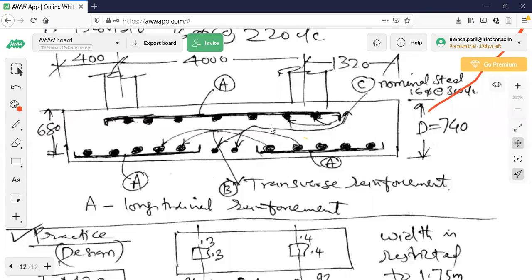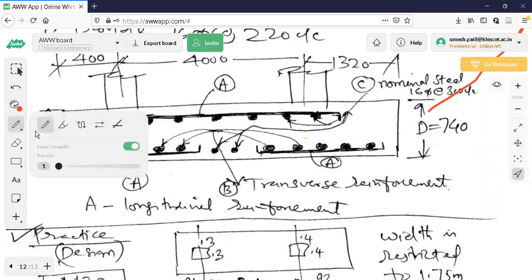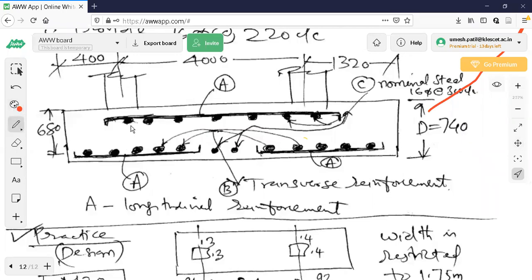Now, what about these two bars? What I have done here, I have taken nominal steel. It means these dots, just observe this. All these bars, circles are there, no? These are all nominal, plus these two nominal. Whereas this one, these are actually calculated.